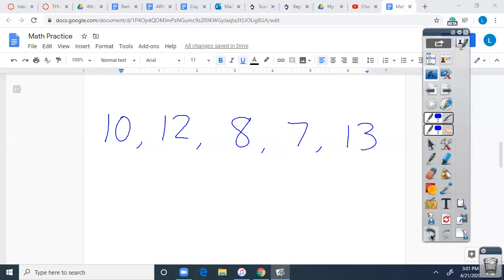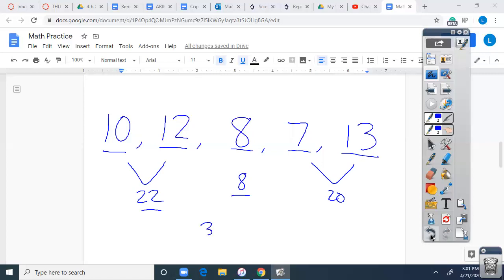I'm going to explain how to do this. If you want to pause it and then check to see if you're right, I'm going to go over the answer really, really fast. So pause it right now and you do it and then check your answer with mine. Okay, we need to add up all these numbers and then divide by 1, 2, 3, 4, 5, right? So we got to add them all up. 10 plus 12 is 22. 7 plus 13 is 20. And this is 8. 22 plus 8 is 30.